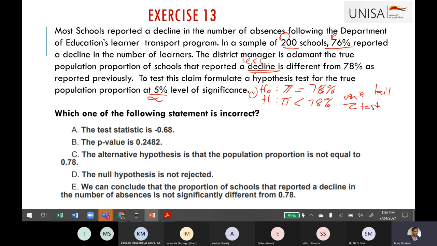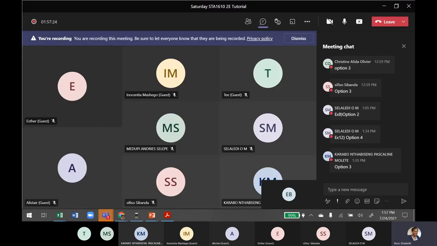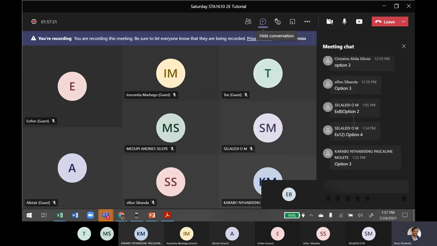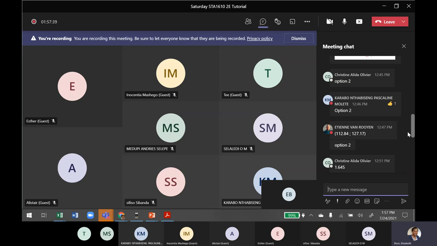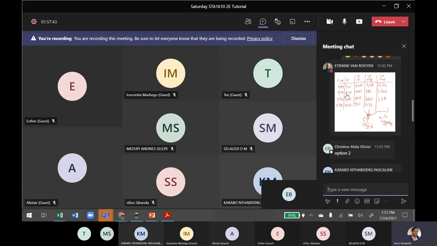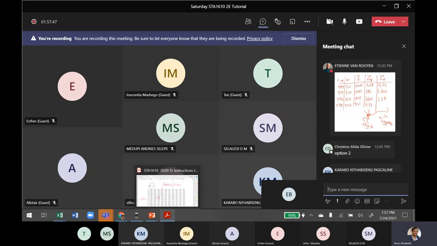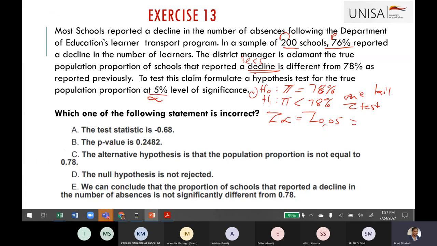Let me see if I need the critical value for this question. I don't necessarily need the critical value, but if I was going to look for the critical value it would have been z alpha, which is z of 0.05. And you know what z of 0.05 is, because now I can't see the chat. Why can't I see all the pictures? Okay, where is that? We said z alpha of 0.05 is 1.645. So if we were finding the critical value, we would find it as 1.645. That is step number four.